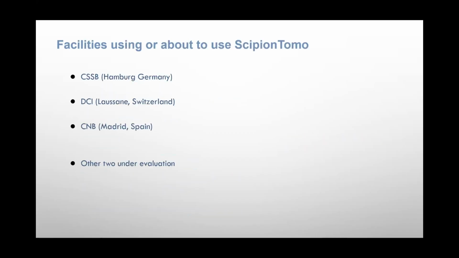So this pipeline for facilities is implemented in 3 facilities: CSSB in Hamburg, the DCI Dutzet Center in Lausanne in Switzerland, and the CNB here in Madrid. There are another couple of facilities that are under evaluation because they are not using it yet, so I didn't write them explicitly here. So this is more or less the capabilities of ScipionTomo.